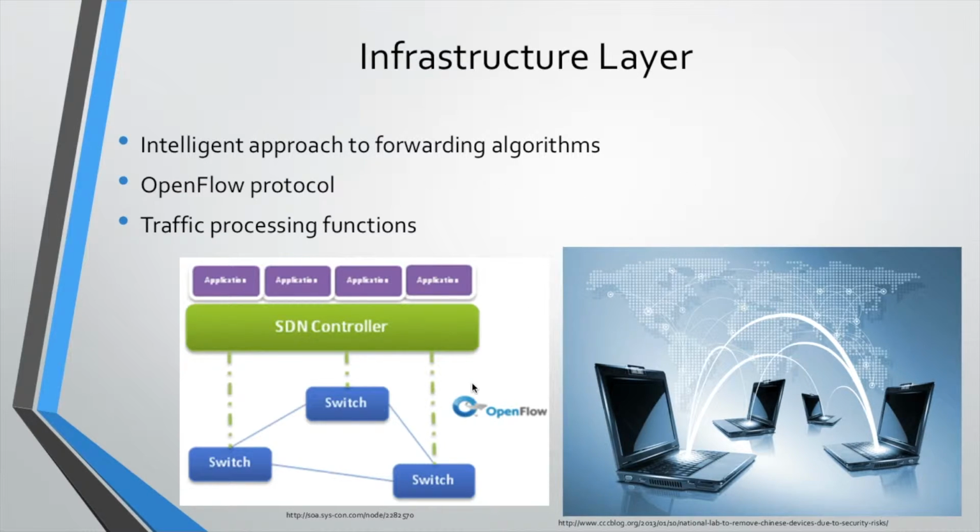So the infrastructure layer also uses the OpenFlow protocol, as it is the most popular way of connecting the infrastructure and control layers in software-defined networking. The infrastructure layer also consists of traffic processing functions, which basically take care of all the traffic that passes through the network and forwards it to the correct locations.